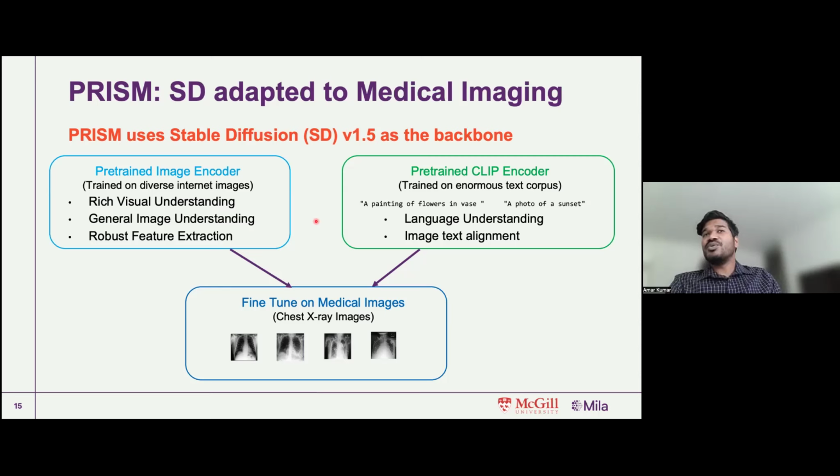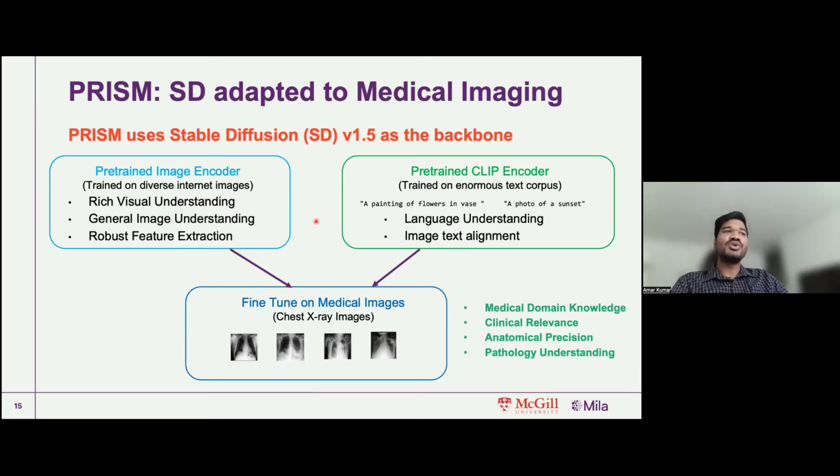Once we have these two, we just fine-tune the generative component. So if you're familiar a bit with Stable Diffusion, which I'll go to in the next few slides, we fine-tune the UNet component of Stable Diffusion to make sure that the generative process understands what a medical image refers to, and in the context of a medical image, what these natural language changes can bring into the image. So all this fine-tuning was done to understand medical domain knowledge. It understands clinical relevance. There is also anatomical precision, and it also understands pathology.